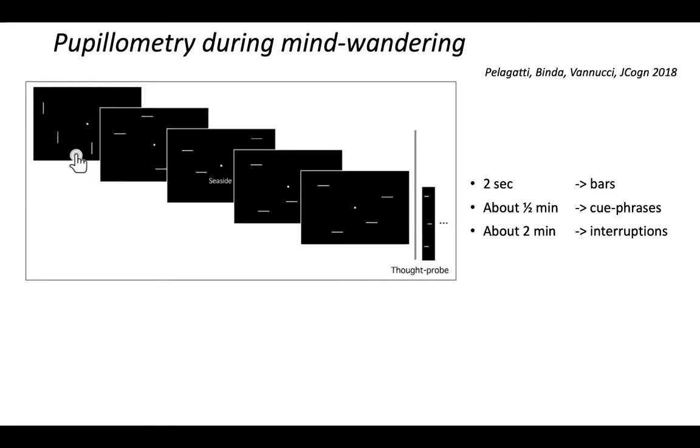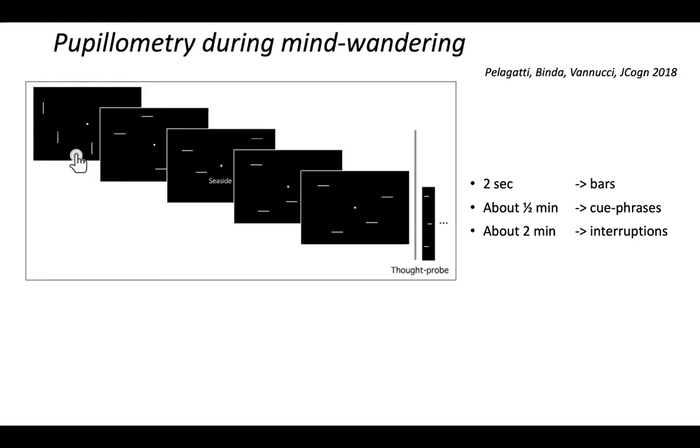Every 2 seconds, the bars change, and this will generate a small pupil constriction in response to the transient. Now there is a second structure on top of this, which is that every half a minute or so, together with the bars, there will be a cue phrase, a couple of words, with emotional content, positive or negative, or neutral, to which participants had to give no explicit response. But of course, because they will increase the average luminance of the display, they are expected to generate a pupil constriction, a light response.